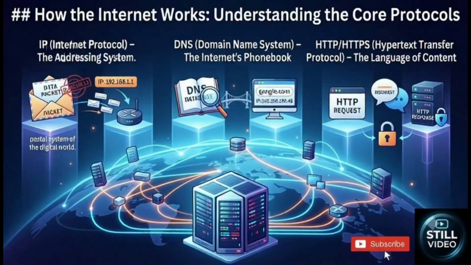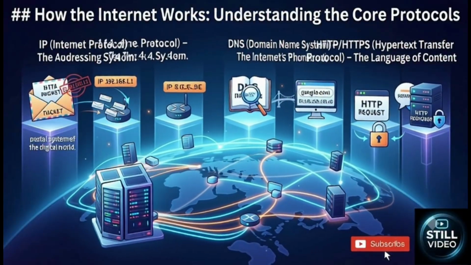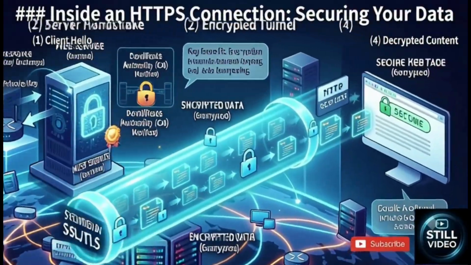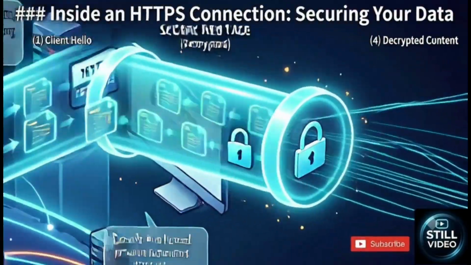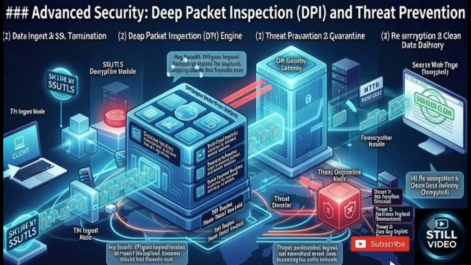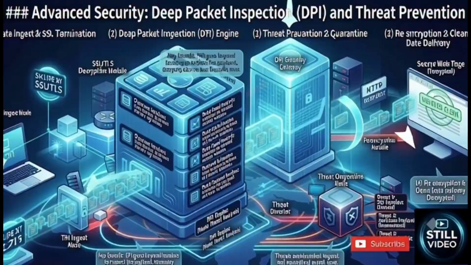2. DNS, Domain Name System, the Internet's phone book. Humans find it difficult to remember strings of numbers, like IP addresses. DNS solves this by acting as the bridge between human-friendly names, e.g., google.com, and machine-readable IP addresses.